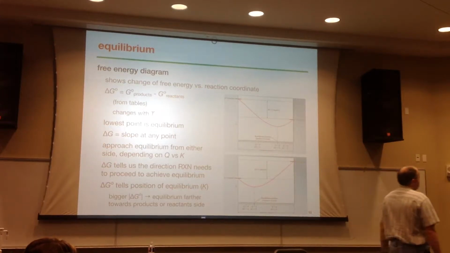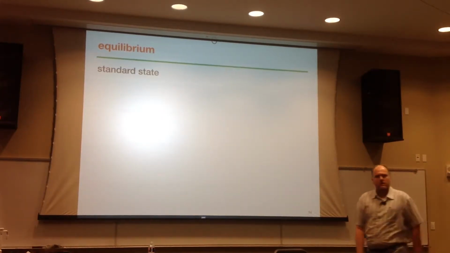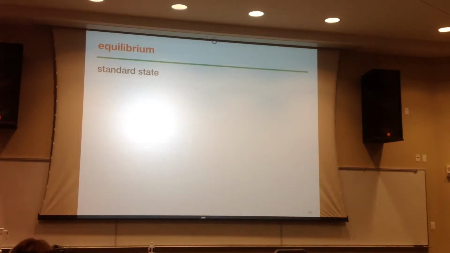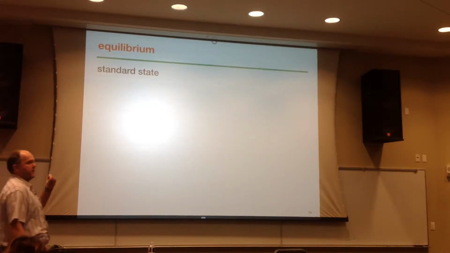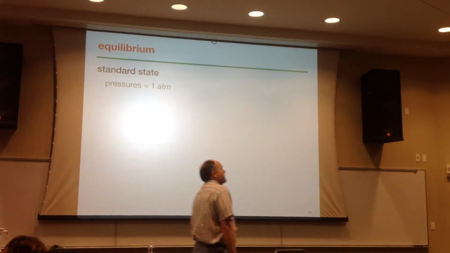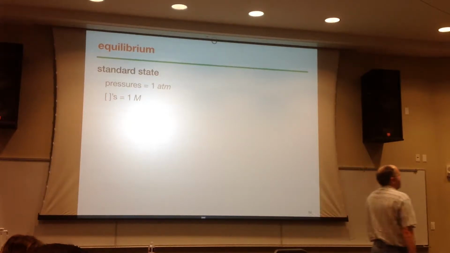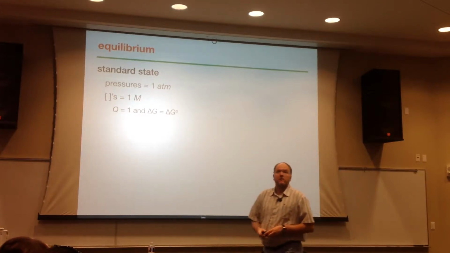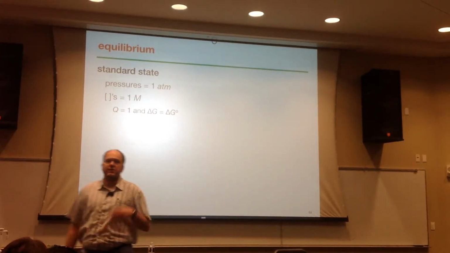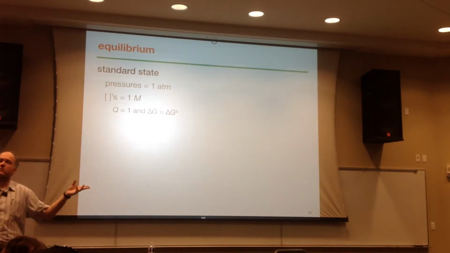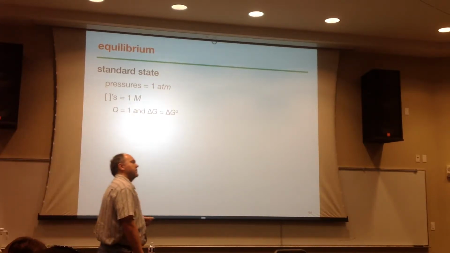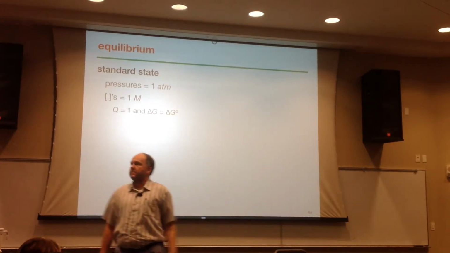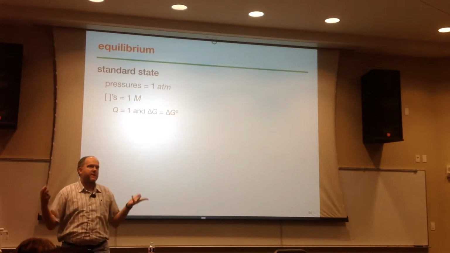Okay, so standard states. You need to make sure you understand the standard states in order to know when you need to actually explicitly calculate delta G. Standard state: all pressures are 1 atmosphere, all concentrations are 1 molar. If I plug those into any Q expression, since Q and K always have concentrations or pressures, if all my concentrations are 1 molar, or all my pressures are 1 atmosphere, Q must be 1.